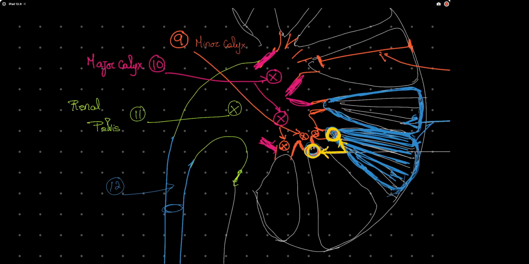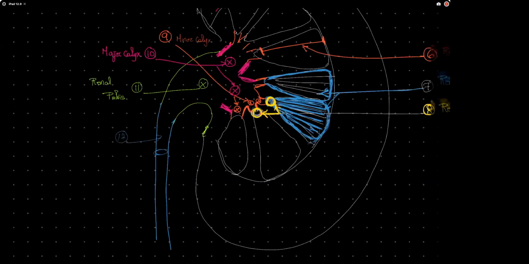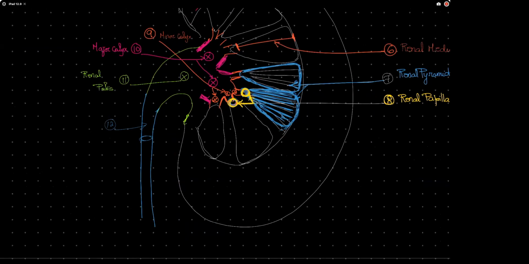So what happens next? The urine will be traveling down from the renal pelvis into a muscular tube. What do we call this muscular tube? One more time here. This muscular tube carrying the urine down from the kidney to the urinary bladder. This is going to be my ureter.